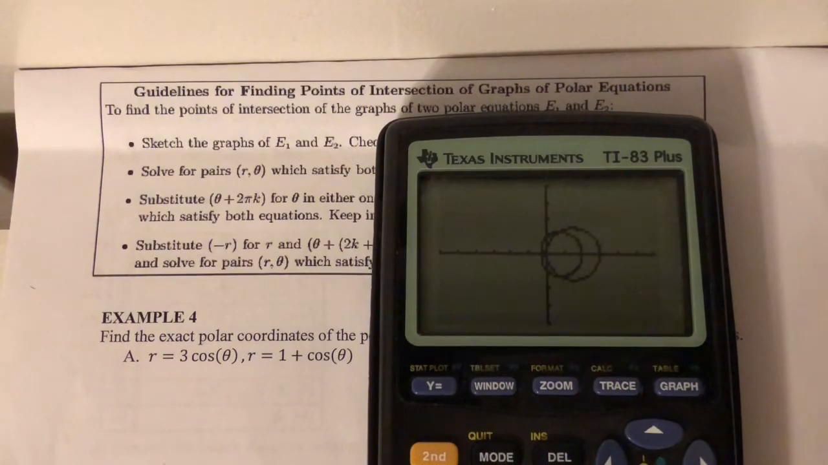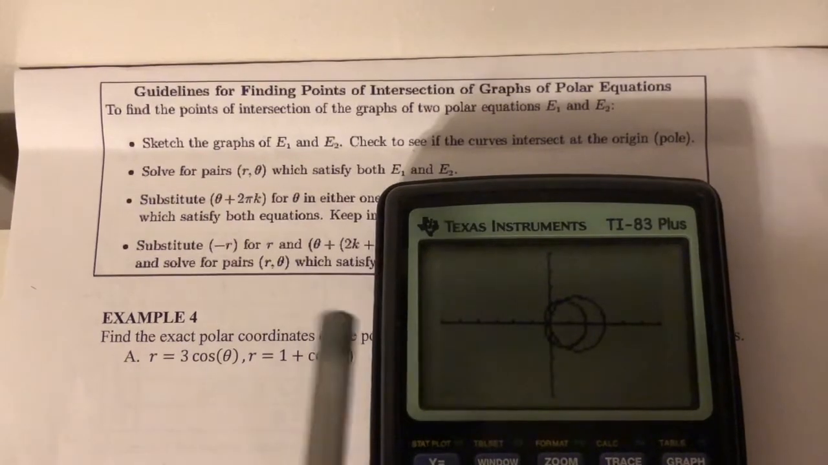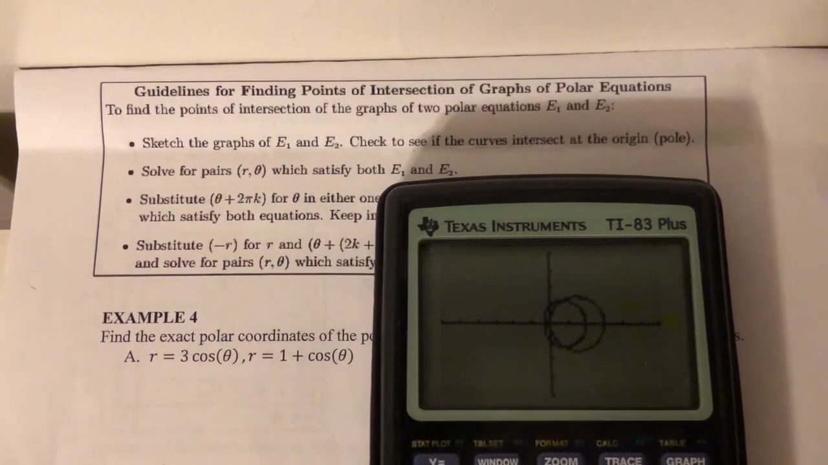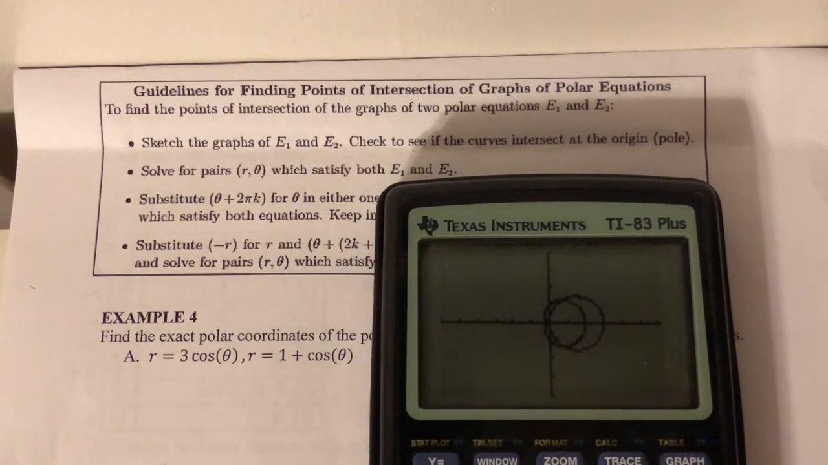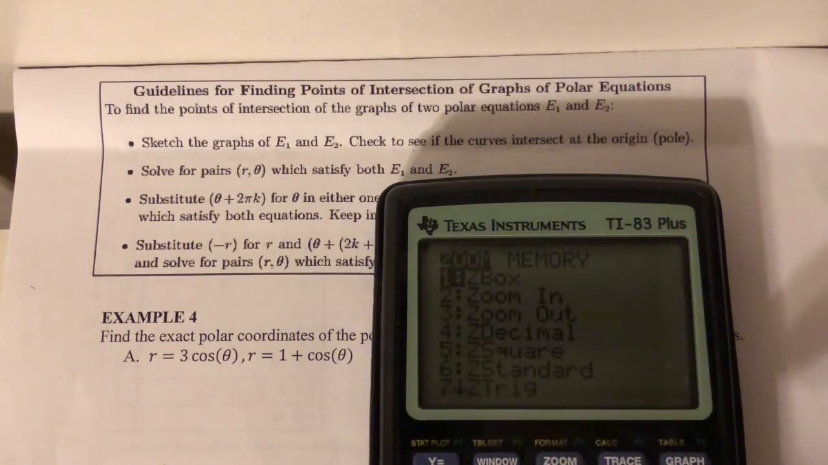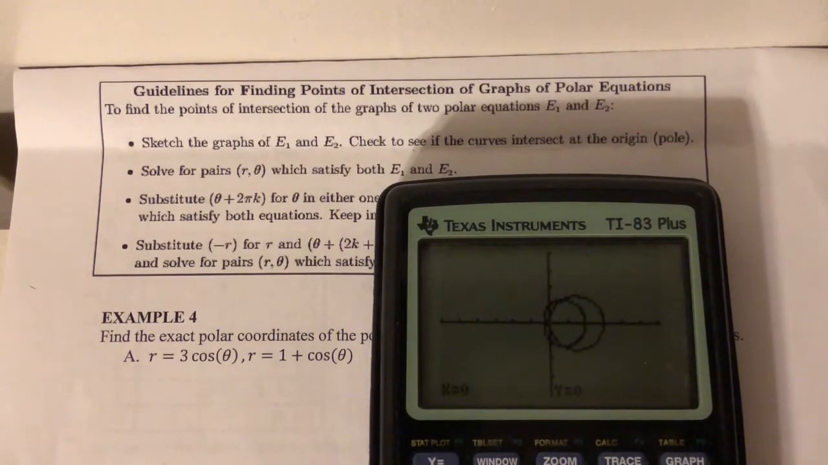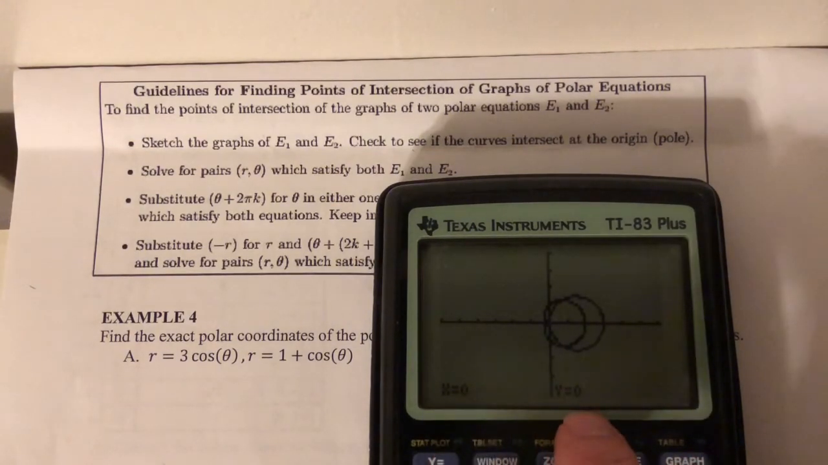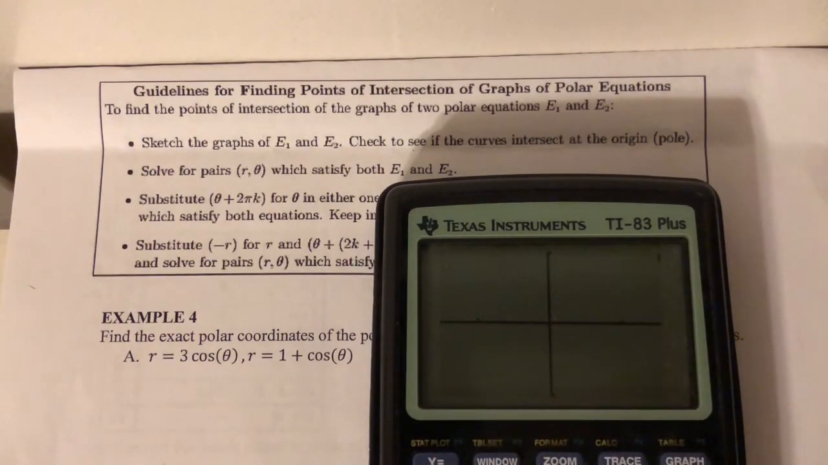Alright, so as a cardioid, let me remind us that we want to check to see if the curves intersect at the origin, at the pole. And yeah, they do. The circle hits the origin and the cardioid hits the origin at that point of the heart. So if I want to zoom in and see that without losing my square, I can hit zoom 2. So that's zoom in, and then my origin is selected. I hit enter on that, and that's going to zoom me really far in.